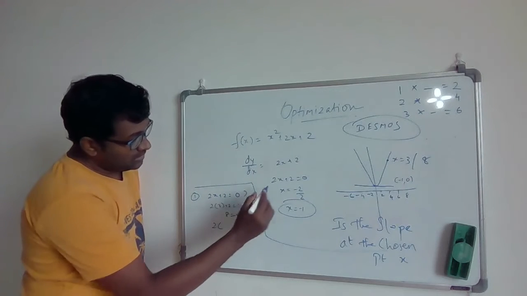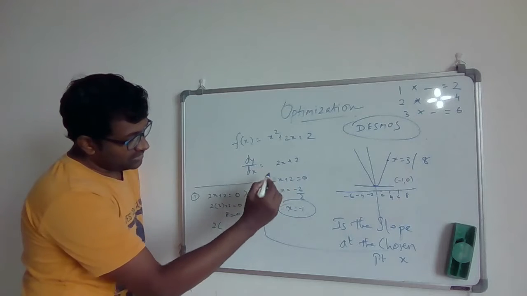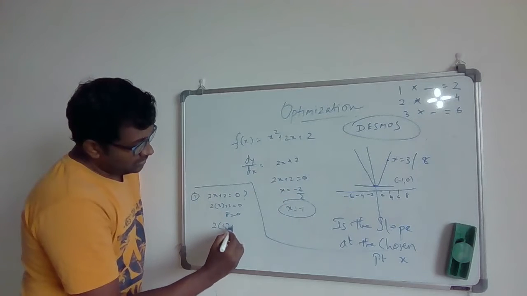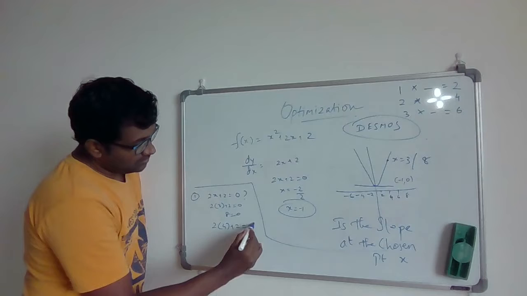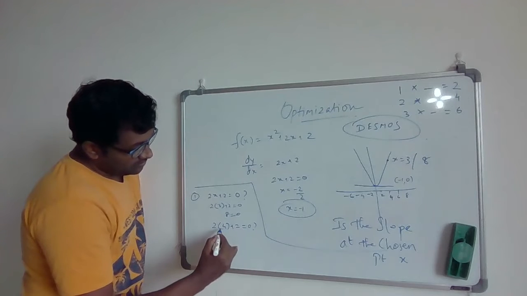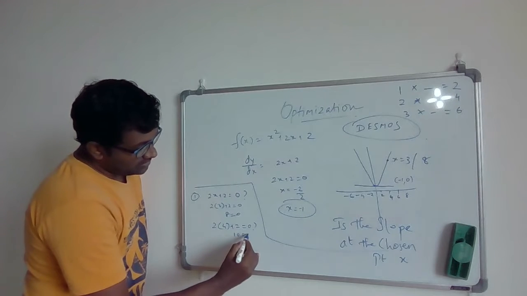2 into this is the equation you are trying to substitute and find. 2 into 4 plus 2 is equal to 0? We are checking that. It becomes 4 2s are 8 plus 2, 10. 10 is equal to 0?